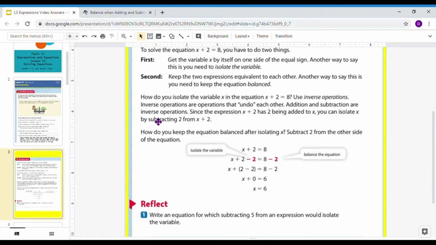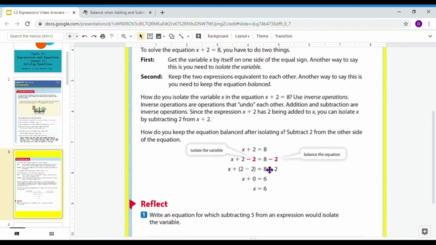So when we look at this expression, x plus 2 equals 8, we can see that 2 is being added to x. So in order to isolate the variable, or to get the x all by itself, we have to subtract 2. We're going to do the opposite of addition, which is subtraction, and then however much we need to get rid of to get the x all by itself. So in this case, we had to subtract 2. But we always have to remember to keep our equation balanced, meaning whatever we do to one side of the equal sign, you must do to the opposite. So we have to subtract 2 from the other side of our equal sign as well.